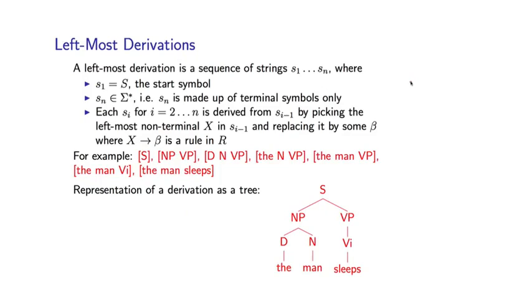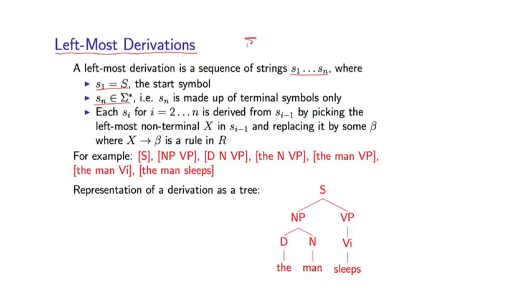The next crucial concept is going to be the idea of a derivation, or more specifically what's called a leftmost derivation. So a derivation is a sequence of strings, S1 through Sn, where this sequence of strings has the following property. So S1 has to be equal to S, this distinguished start symbol in the grammar. Sn has to be made up of elements of sigma alone.